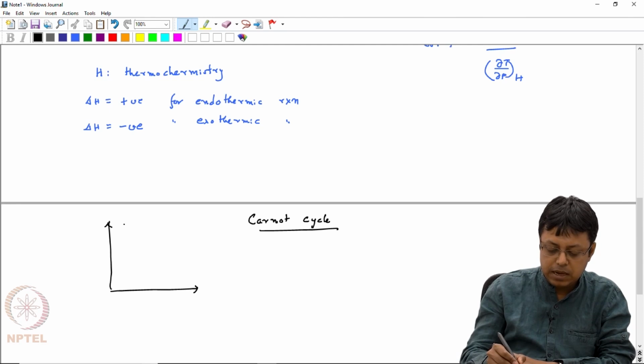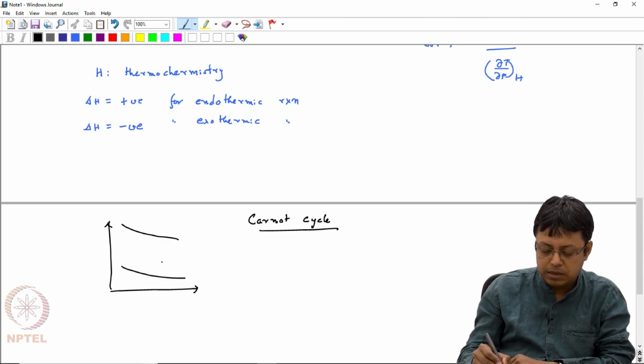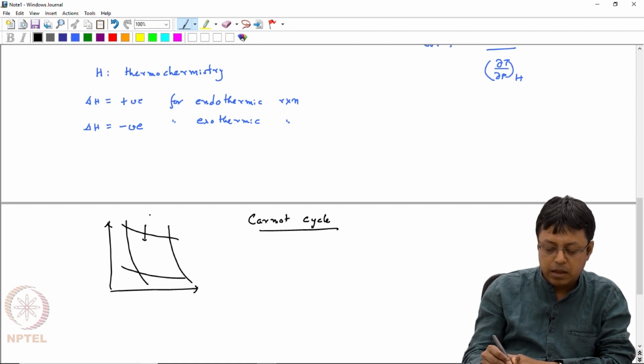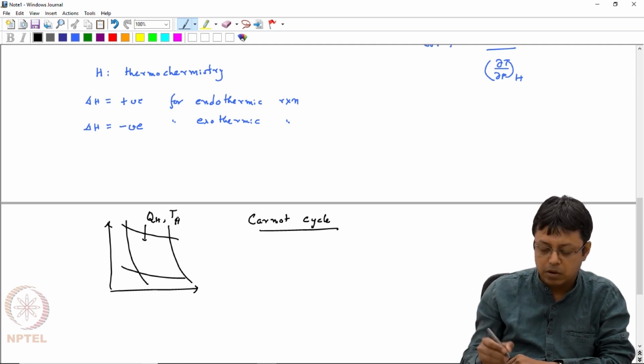And he basically said, if we have two isotherms which are connected by two adiabats, and if we consider a cyclic process where, when the isothermal change is happening, some amount of heat QH is withdrawn at some temperature TH from a hot reservoir, and then when I'm having the isothermal compression, some amount of heat QC is released at temperature Tc.